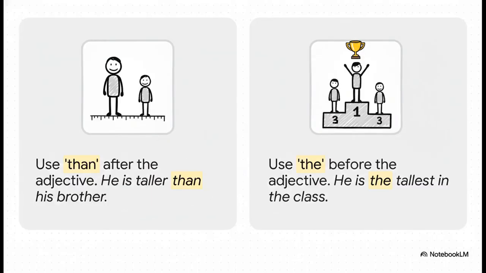Now, please pay close attention. This is a very, very important rule, and it's a place where a lot of mistakes happen in exams. When you use a comparative adjective, you must use the word than after it. And when you use a superlative adjective, you must put the article the right before it. Always remember, taller than and the tallest. Please make a note of this.